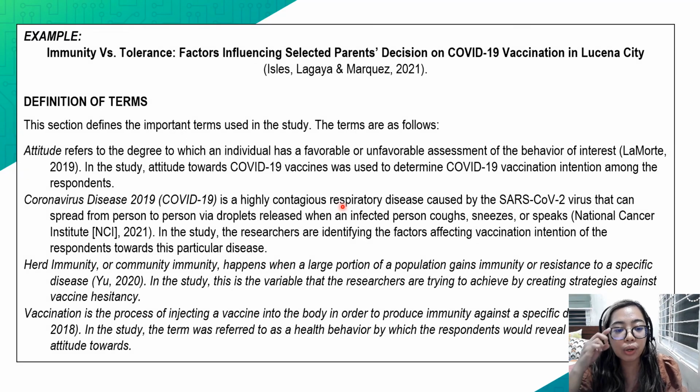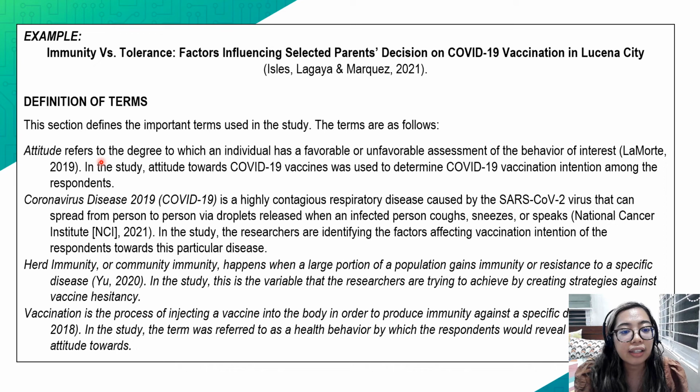So for example, ito ay actual definition of terms nila Isles, Lagaya, and Marquez 2021. Ang kanilang research is immunity versus tolerance, factors influencing selected parents' decision on COVID-19 vaccination in Lucena City. So ito yung mga example. First, naglagay sila ng general statement. So nakalagay ito, the section defines the important terms used in the study. And the terms are as follows. So notice that naka-italicized, naka-indent, and then alphabetically arranged.